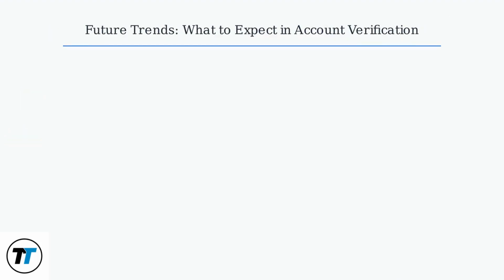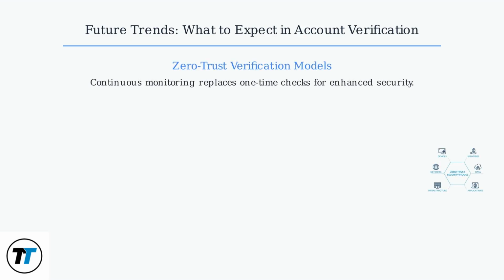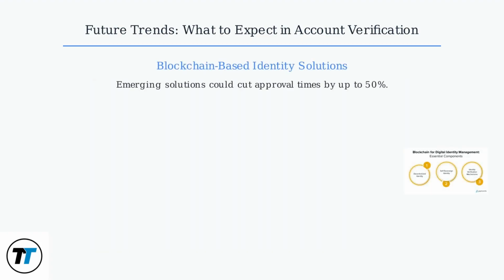Looking ahead, account verification at E-Trade and similar platforms will evolve with several key trends shaping the future. First, expect a shift towards zero trust verification models with continuous monitoring, replacing traditional one time checks to combat rising cyber threats. Blockchain based identity solutions are emerging, potentially speeding up approval times significantly by providing secure, decentralized verification.